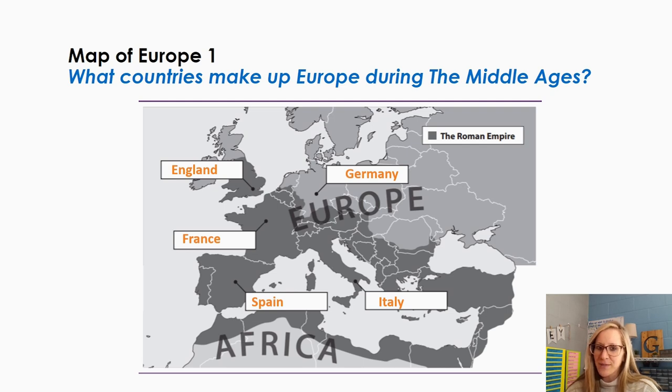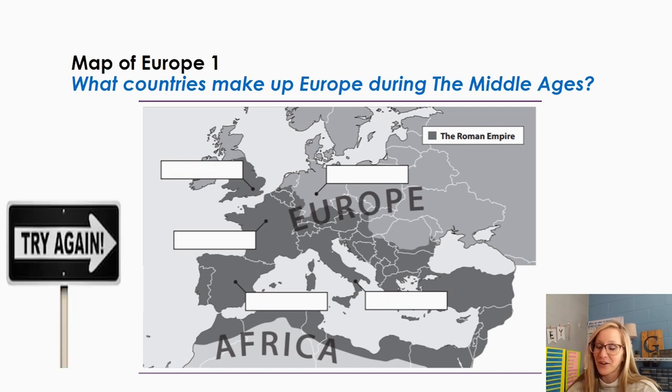Again, what countries make up Europe during the Middle Ages? See if you can remember. All right, let's try it again. What are those countries? I'm a visual learner, so I like to close my eyes or keep them open and think about what words I saw where. Okay, so in the upper left-hand corner is England. Very good. Below England is France. And below France in the bottom left-hand corner, we have Spain. In the upper right-hand corner of Europe, we have Germany, and the one that looks like a boot in the bottom right-hand corner, do you remember what it is? You're right, it is Italy.